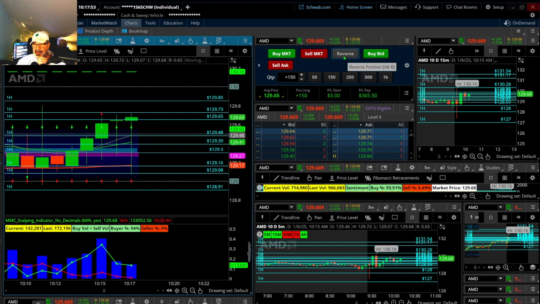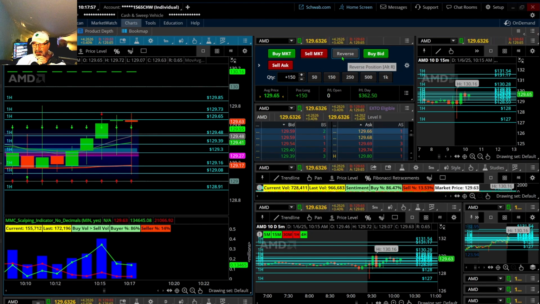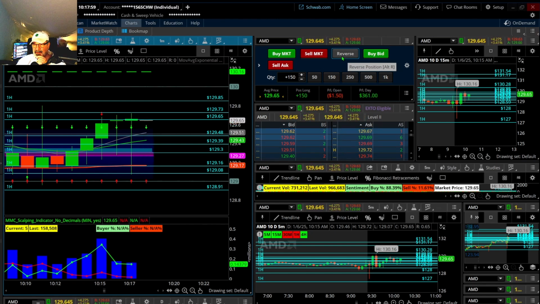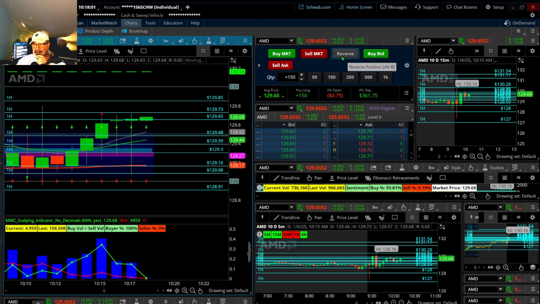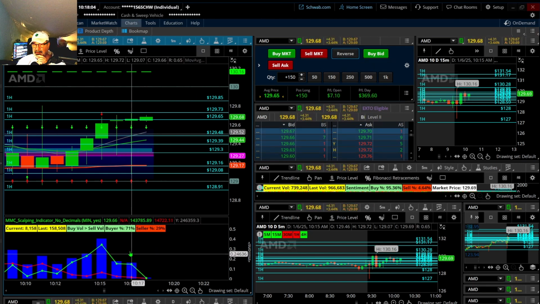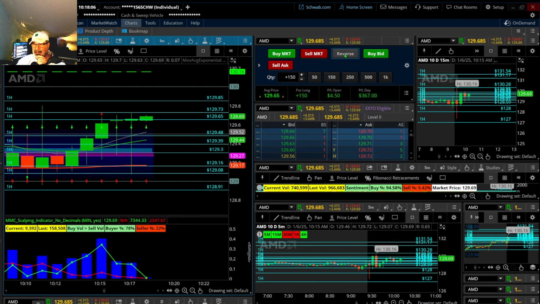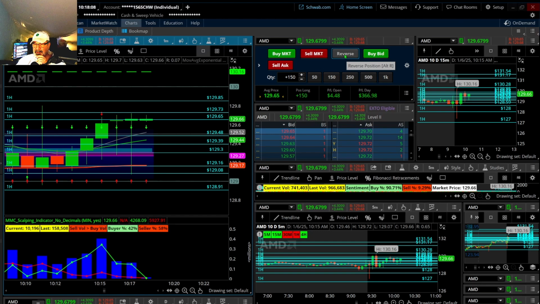Okay, we're just resting here, just consolidating right here. So the volume kind of slowed down with the buyers going up. Yeah, it's just kind of level. See how it leveled off right here? So it's creating like a little flat top right here.